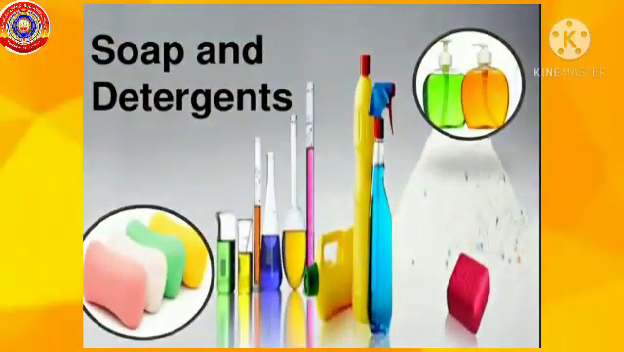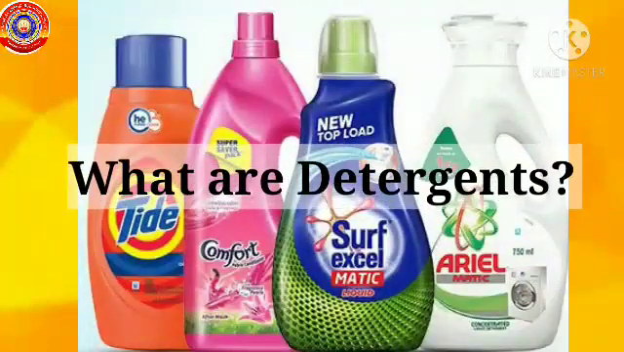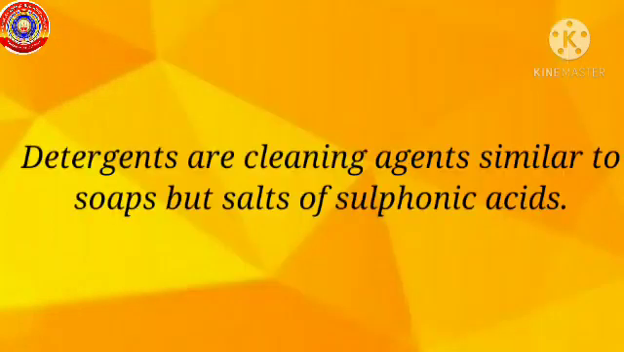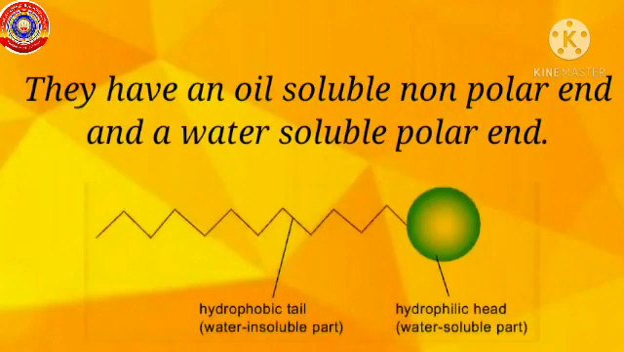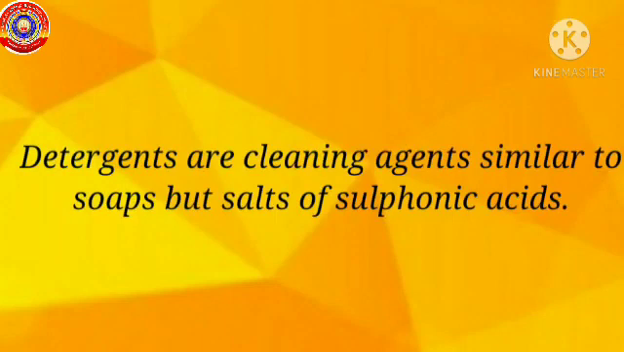Next, we will discuss detergents. Let us see what detergents are. Detergents are cleansing agents similar to soap, but salts of sulfonic acids. Like soap, they also have an oil-soluble non-polar end and a water-soluble polar end. Detergents are made from hydrocarbons obtained from coal and petroleum. So I told you, detergents are the salts of sulfonic acids.